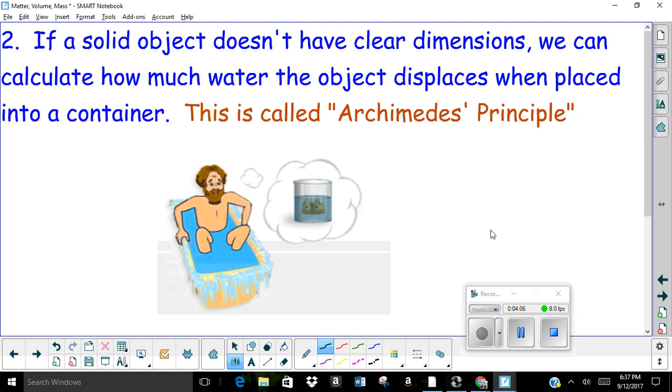The other way to measure volume is with Archimedes' principle. So we talked about Archimedes' principle also in the measurement lab. We use Archimedes' principle when we have an object that is not a perfect sphere or a perfect cube. In order to use Archimedes' principle to come up with the volume of an object, we use displacement.